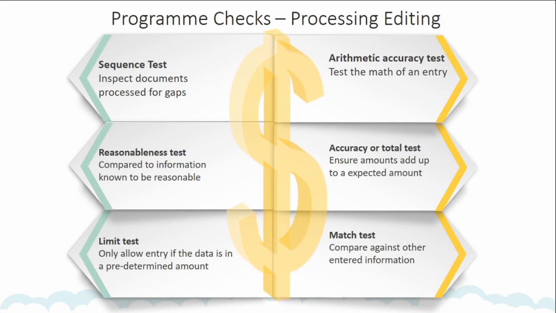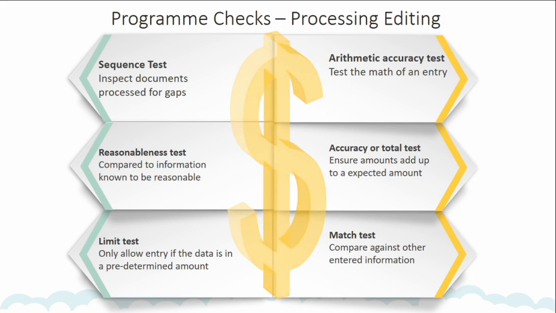Process checks, very similar to input checks, might have similar tests. For example, sequence tests. When information is being processed, the computer can check that the sequence is continuous, that the sequence is reasonable, that the amounts entered are reasonable, and that the amounts entered match the specific data that is already entered into the system. We can also have accuracy of totals. So that means that the totals are correct.